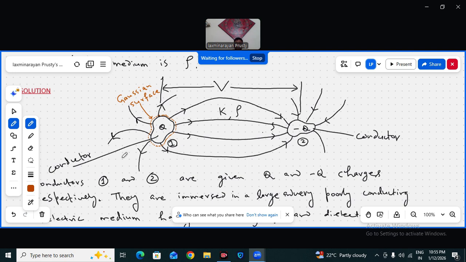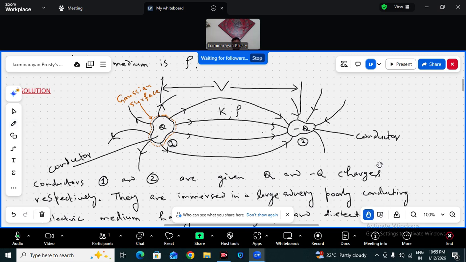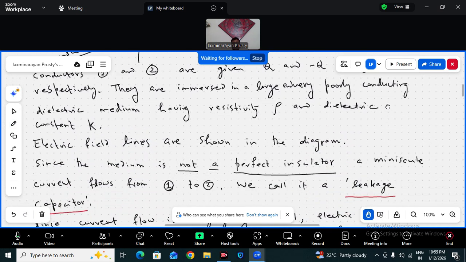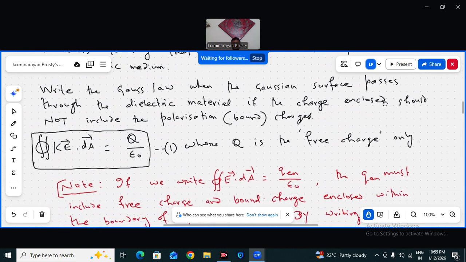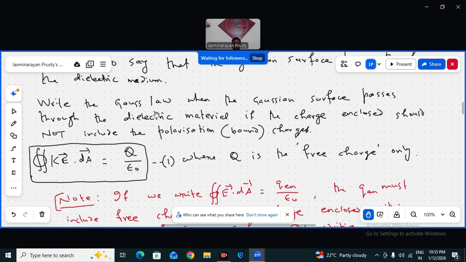Are you able to see this? The Gaussian surface is thus close to the boundary of the conductor. So this is what I have drawn here. I am applying Gauss law here. How do we write Gauss law when the Gaussian surface passes through a dielectric material? There is no change in Gauss law. Always I can write the closed surface integral of E dot dA equals Q enclosed by epsilon 0.